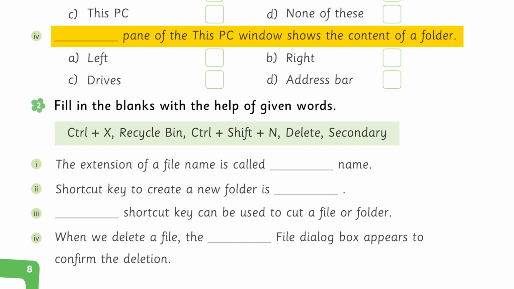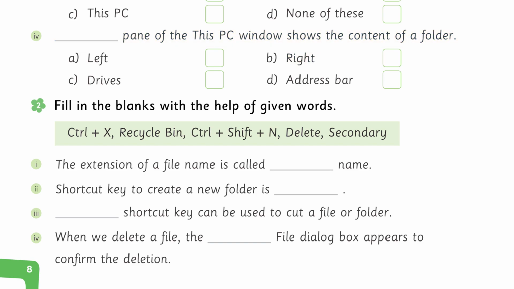Dash pane of the this PC window shows the content of the folder: left, right, drives or address bar. The right option is right, option B. Question number 2.